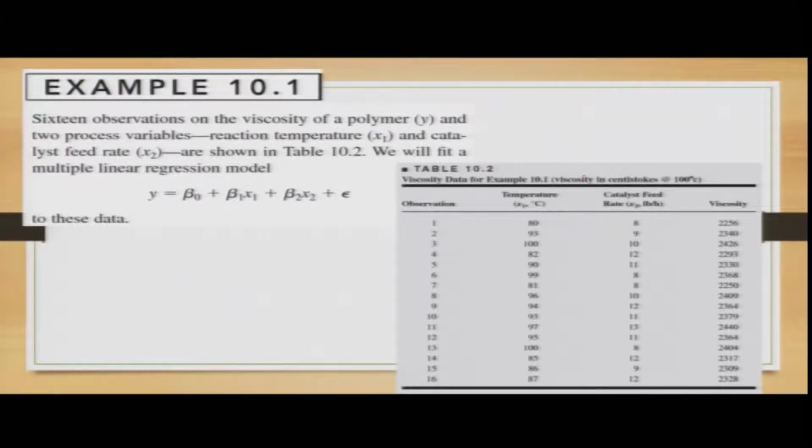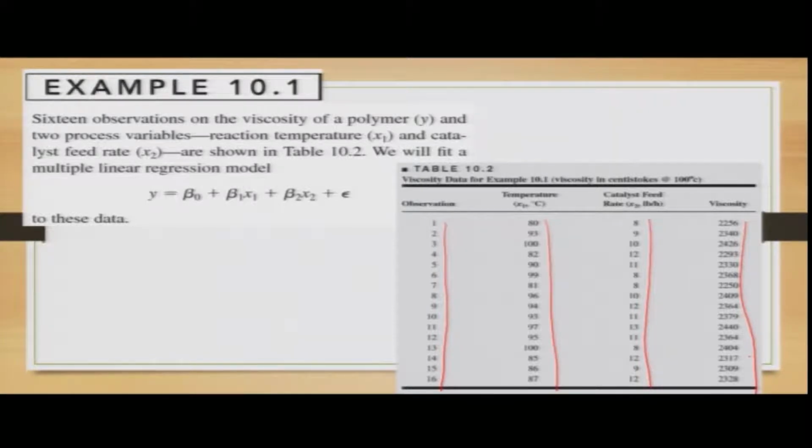So the observations are given 1 to 16. The temperatures, which is x1 in degrees centigrade, go from 80 to 87, and the catalyst feed, which is given in pounds per hour, is from 8 to 12. I am just reading the first value and the last value. So there are 16 readings, and the viscosity values, which are the y values, go from 2256 to 2328. So this is the viscosity data for the example, and the viscosity is given in centi-Stokes, which is Stokes times 10 to the power minus 3.